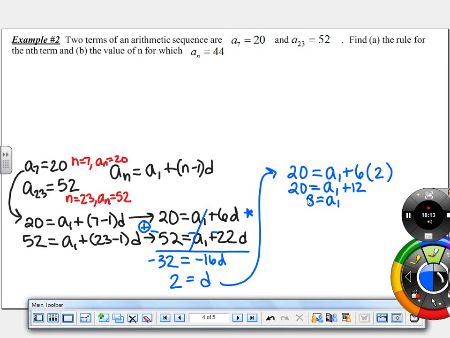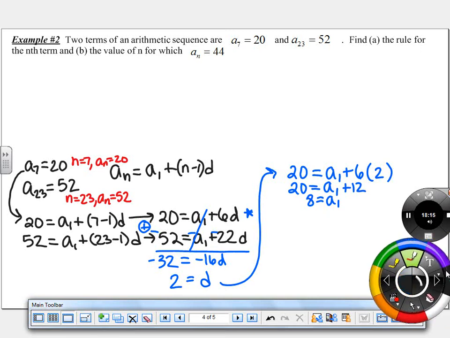And now with both my a1 and my d, I can go ahead and write my rule. So I'm going to go back to that basic arithmetic sequence rule. Use my a1, which is 8, and my d, which is 2. And I'm going to simplify by distributing and combining like terms.